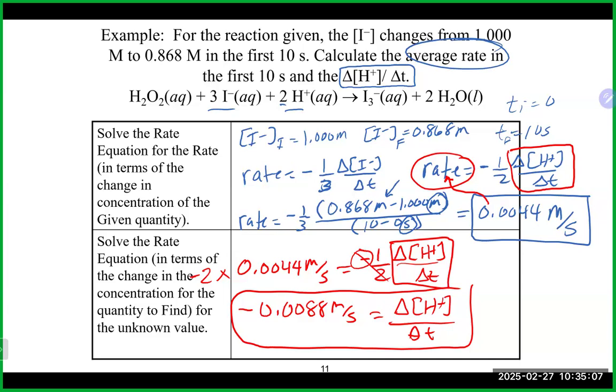So you have some that are changing faster, you have some that are probably changing slower, and when they average out, they get to that average rate of the reaction.